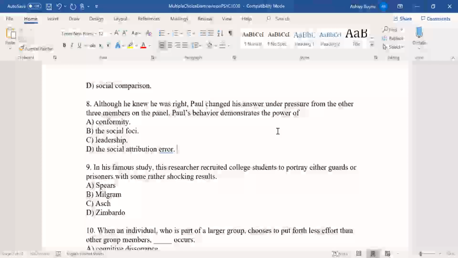Excuse me, what is social foci? In all honesty, I really don't know. I don't think that's a term you have to know. But let me just double check for you. Okay, yeah, that's not a term you need to know, so that's fine.